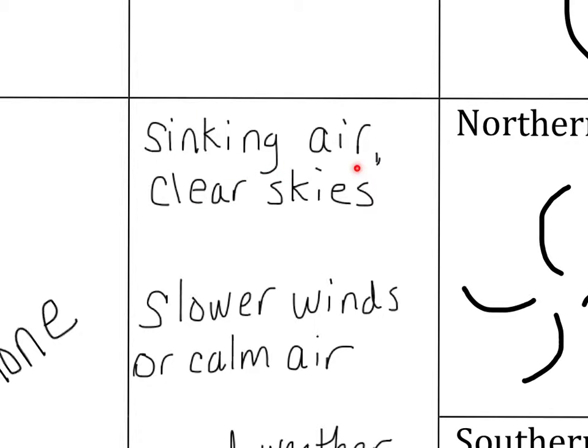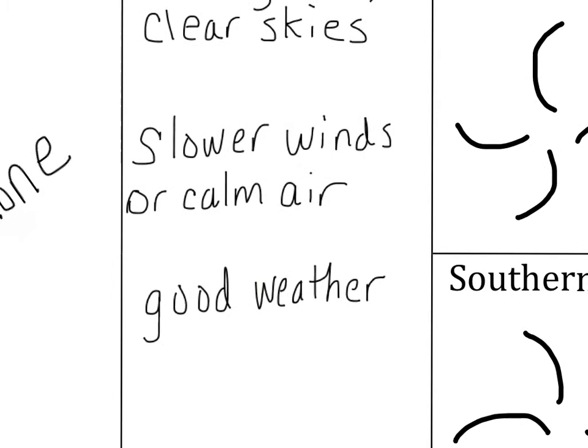It's only going to get warmer, so it's more able to hold on to its humidity, so it does not form clouds, and if there's no clouds, there's no precipitation. There's no storms, hence sinking air and clear skies. The high-pressure systems also generally have slower winds and or possibly calm air, so potentially no wind at all, and is associated with good weather.